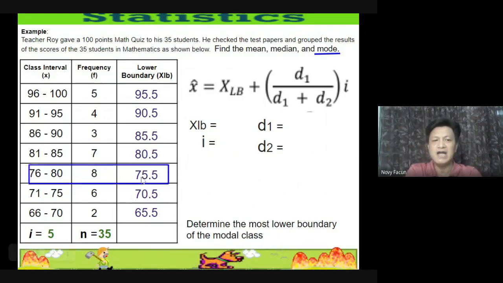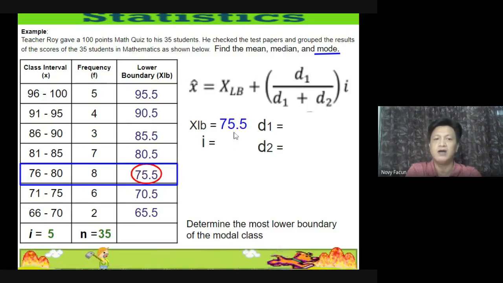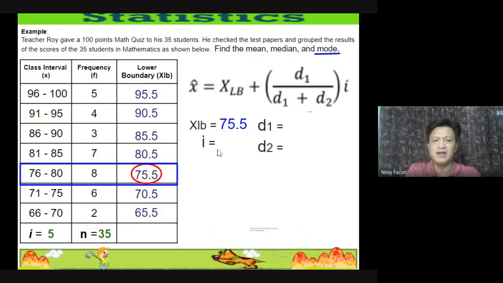Okay, paano natin malalaman? Di ba? Kung sino yung pinakamataas na frequency, nandun na po ang ating lower boundary. Okay, ibig sabihin yan, that is 75.5. So, yun po ay ilalagay natin dito sa substitute natin mamaya. And for the I naman, di ba, ito yung class size natin, that is equal to 5. Kaya yun po yung ilalagay natin dyan.